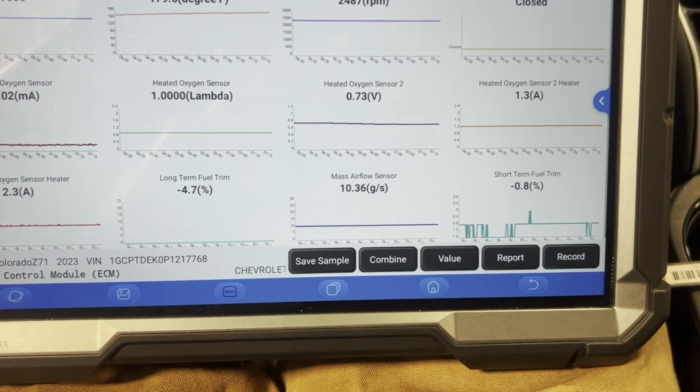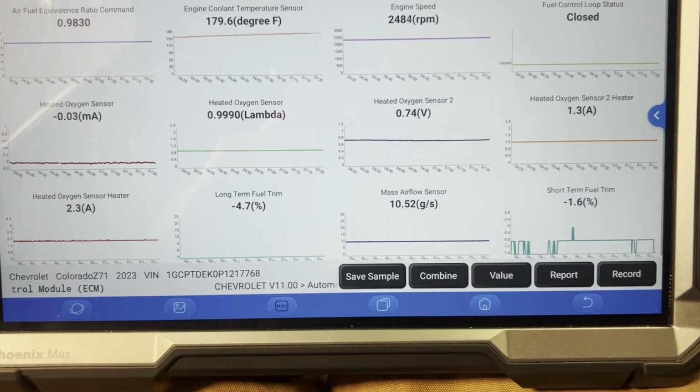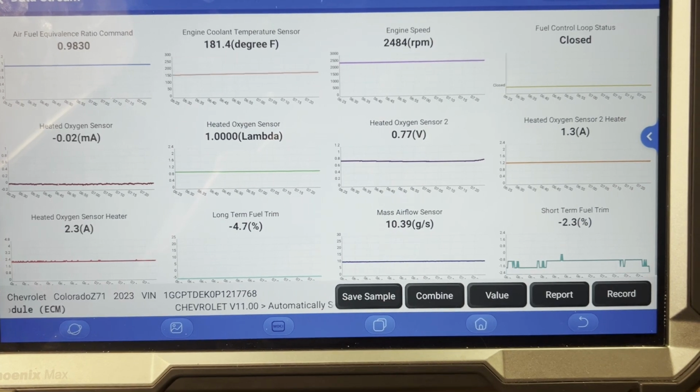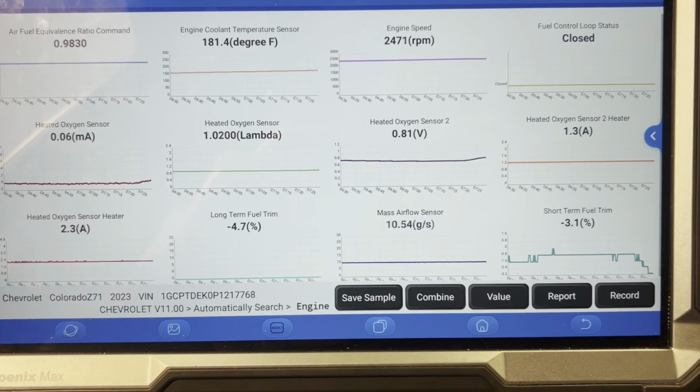Short-term fuel trim is bouncing around a little bit, and our long-term fuel trim has come up even more. But outside of that, it's all the same. All the O2s are reading good.